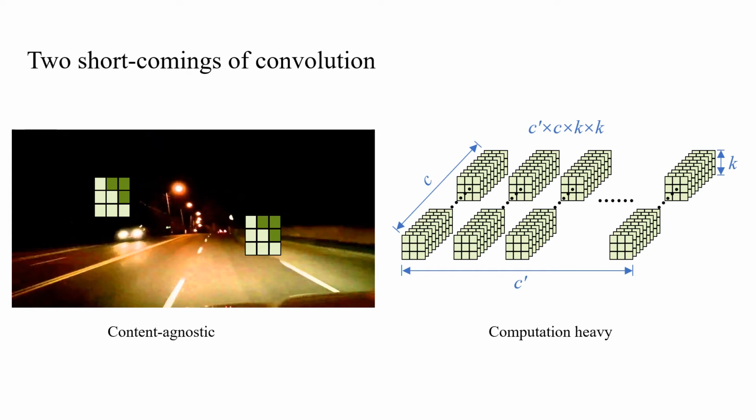Being computation heavy is another shortcoming. As we illustrate here, a set of convolution filters contains C' by C by K by K parameters. Its computational costs increase significantly with the increase in the channel number C and C'. This poses a significant problem, as convolution layers in modern CNNs have hundreds or even thousands of channels.